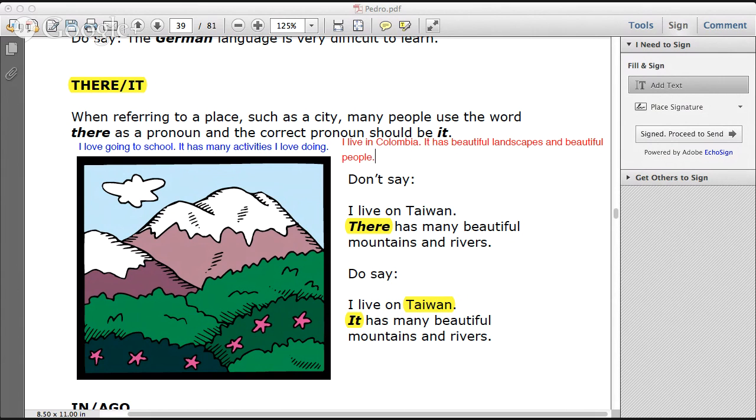Okay. So what we're doing right now, we're practicing using the word it as a pronoun instead of using the word there when we are talking about a place. This is a very common mistake that I hear Spanish speakers, Portuguese speakers, and Italians make when they are speaking. So what I need for you to do is to create two sentences. One that's about a place, and then I need for you to use the word it as a pronoun representing that place, and then tell me something about the place.